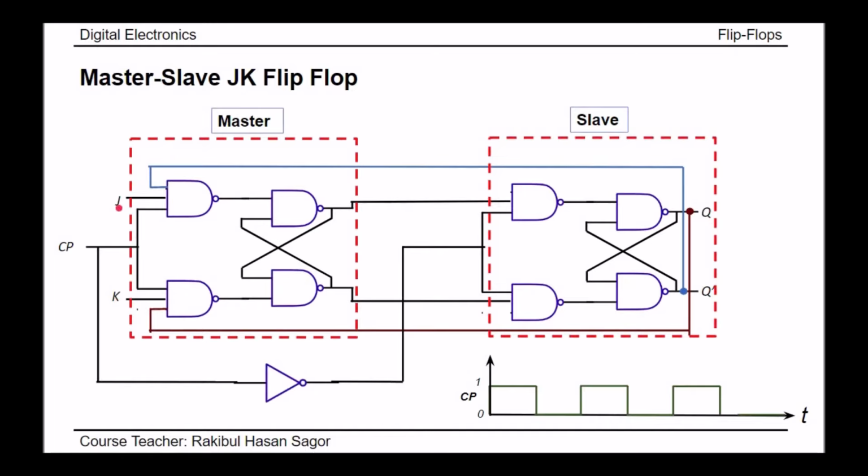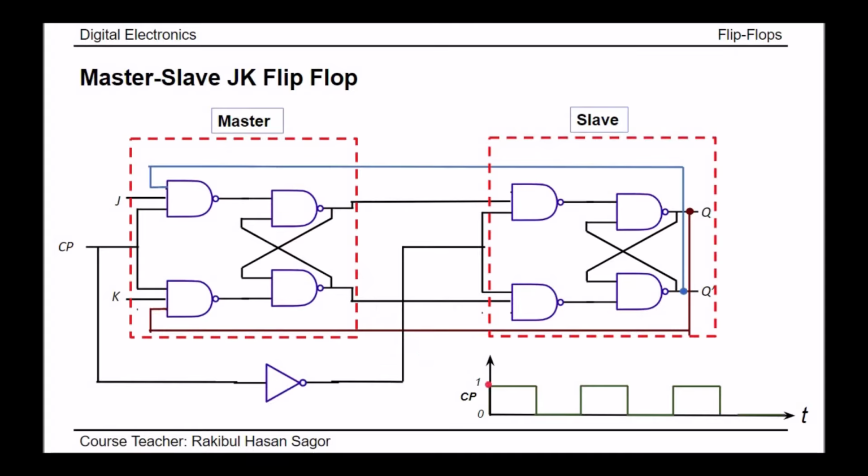But when we have J equal to 1, K equal to 1, what will happen? Suppose J equal to 1 and K equal to 1 and clock pulse is 1. We are having the level triggering. Here we are not using a pulse transition detector. So we are having the level triggering. During this on period of time, this master flip-flop will be activated. So any input change will cause the change in output of the master.